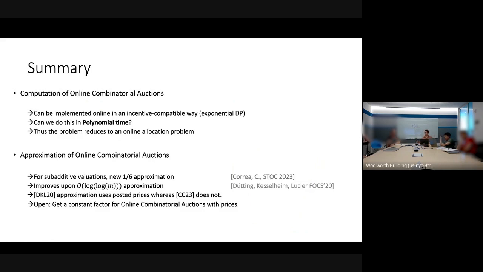Are you adaptive, or did you set the prices once? They set the prices once. Both of those results set the prices once. They're really posted prices. So the question is, can we do a constant factor for subadditive with posted prices? We don't know that. And yeah, that's it. Thank you.